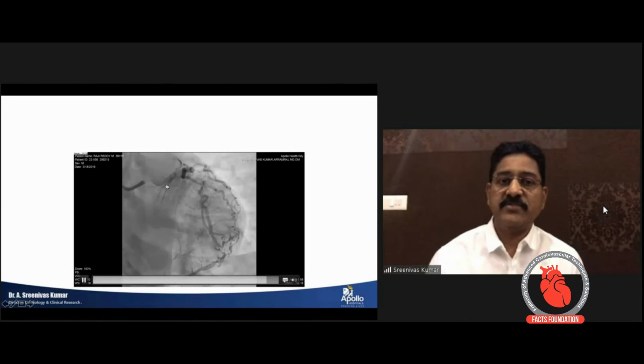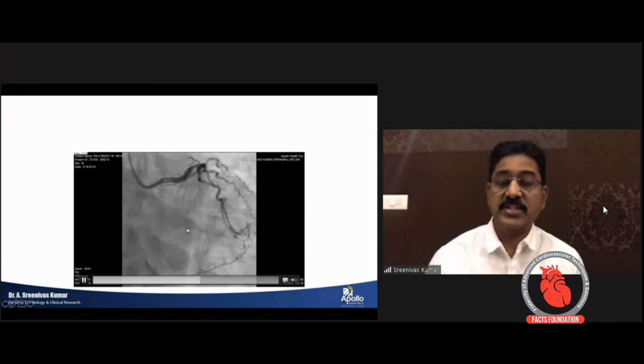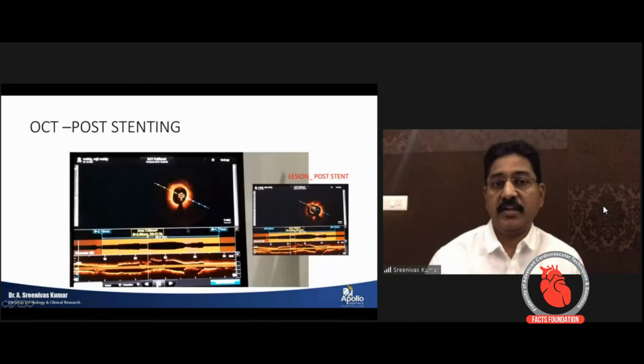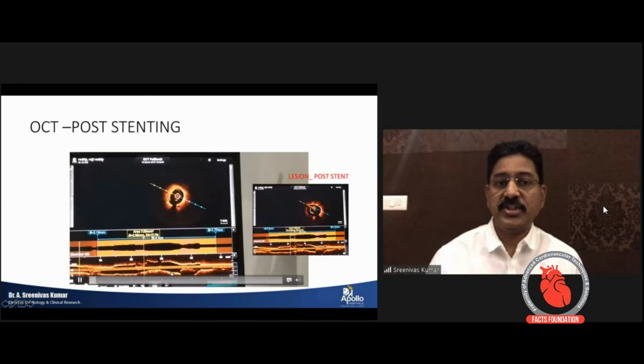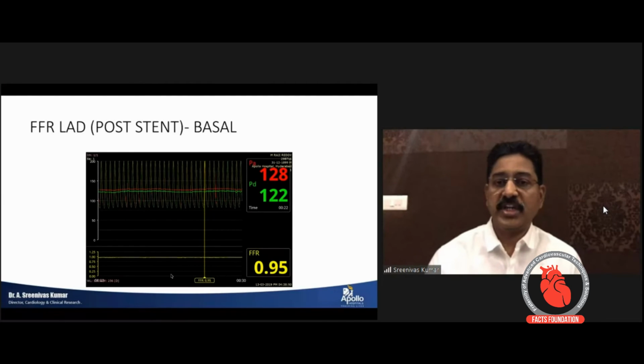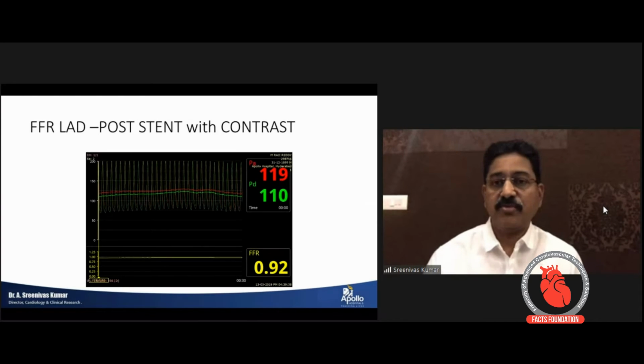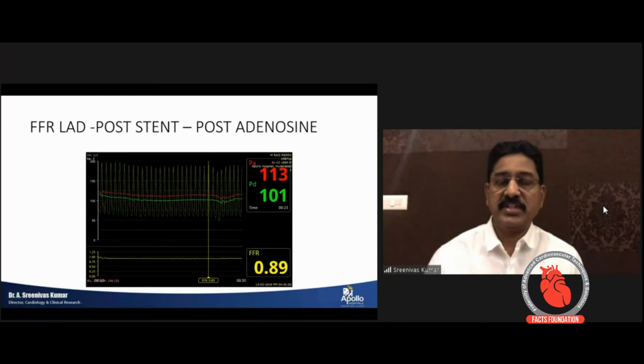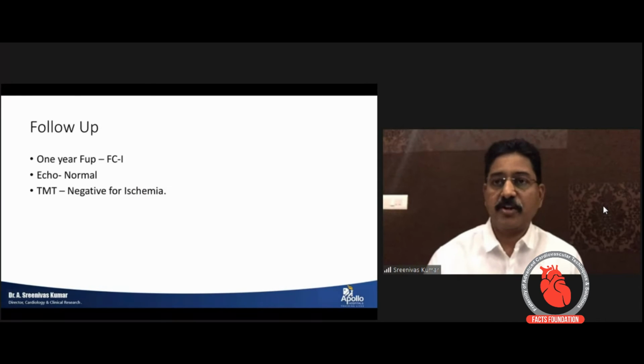So this is the place where we thought the lesion was there before. Then this is the post-procedure OCT. I have a frozen image, I would show it. And then we also again confirmed with FFR that this time it became negative. So that's how, sometimes when there are ambiguous appearances, OCT also helps along with the physiology.